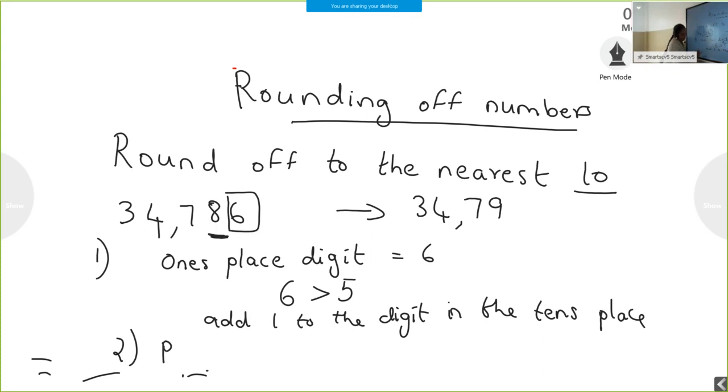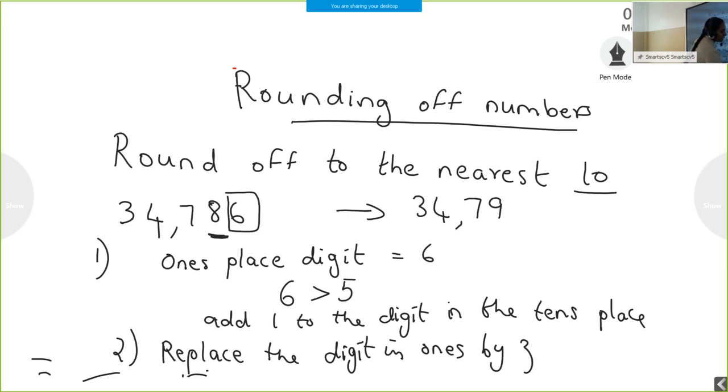Then put zeros. What do we have to do? We have to replace the remaining digits. Replace the digit in the ones place, or the remaining digits, by 0. That means, which is the remaining digit? You add 1 to the tens place, then the remaining digit is 6. Instead of 6, what do we have to write? We have to put 0.